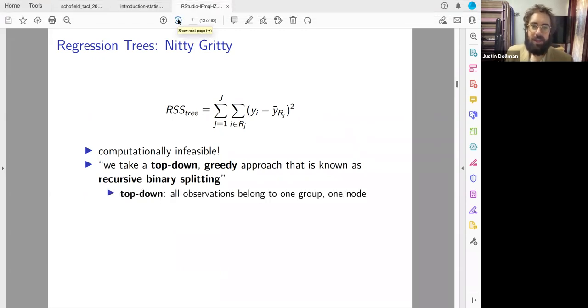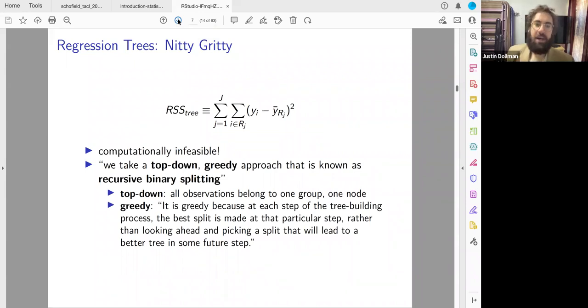So top-down. Think back to the trees. We start with all the observations belonging to one group, one node at the top, the initial root node. So that's the top-down. Now, greedy. I'm just going to quote from them. So it's greedy because at each step of the tree building process, the best split is made at that particular step, rather than looking ahead and picking a split that will lead to a better tree in some future step.